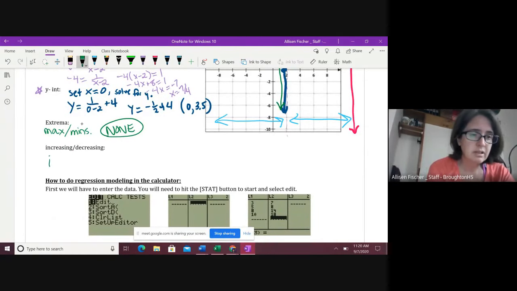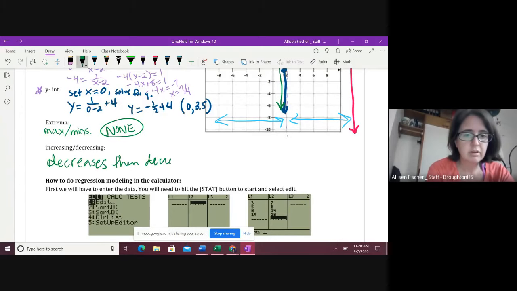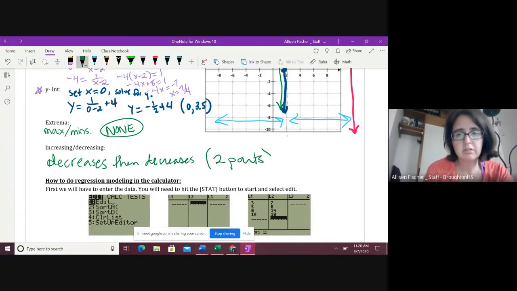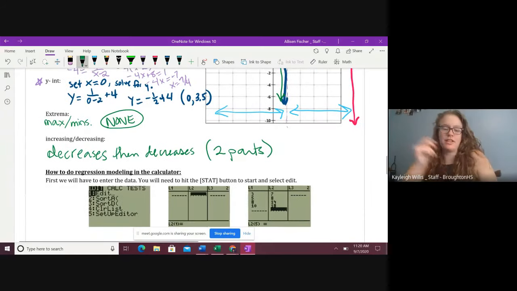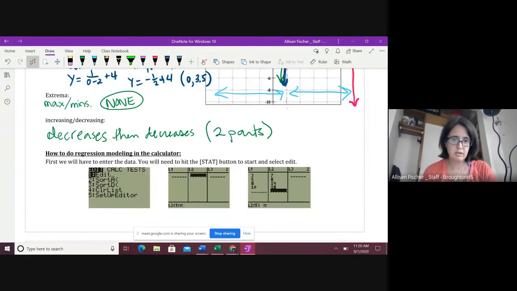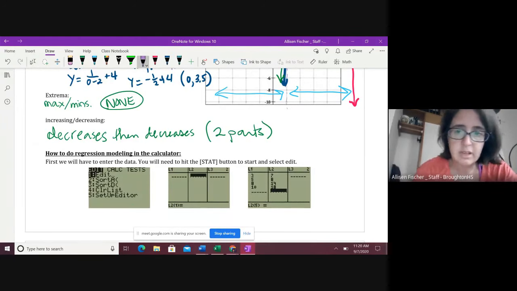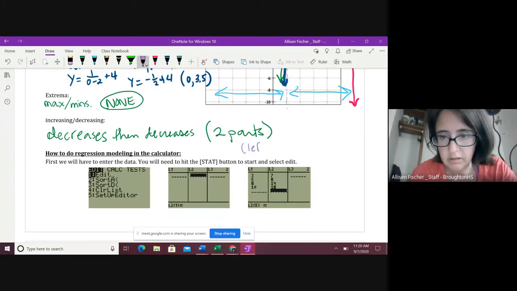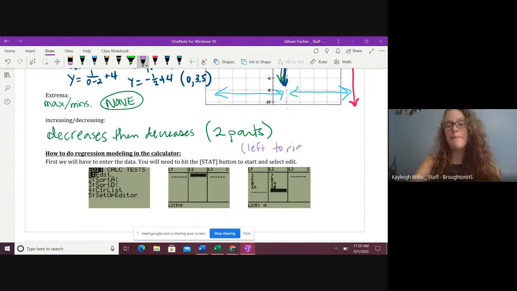So I'm going to say it decreases, and then it decreases again on the second part. I'm going to write that down for your notes. There's 2 parts because you had to pick up your pencil. If it was just a line, you could put just decreases. Right, but this is broken, so we had to write twice. It decreases, then it decreases. And remember, this is as you go left to right, just like you read a book.